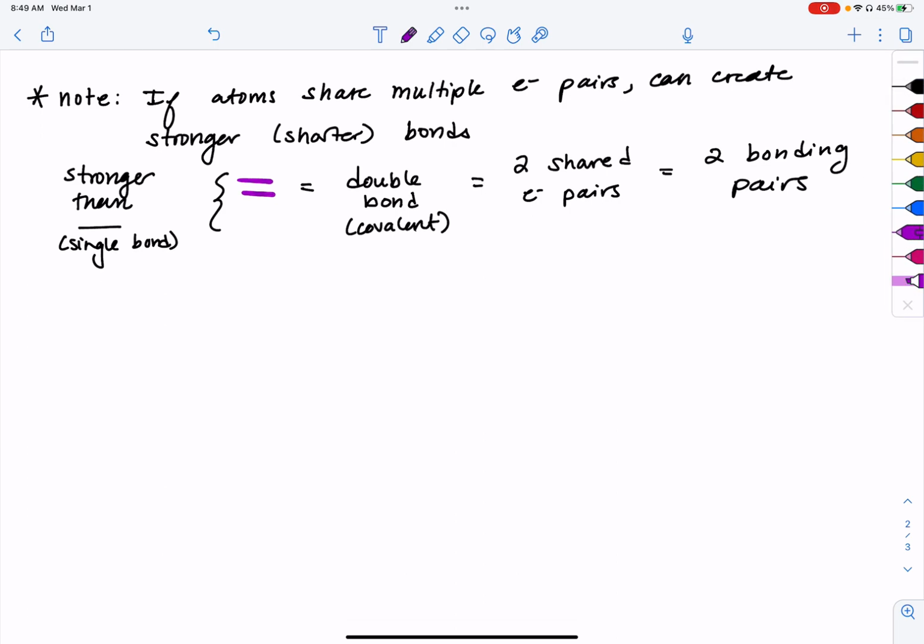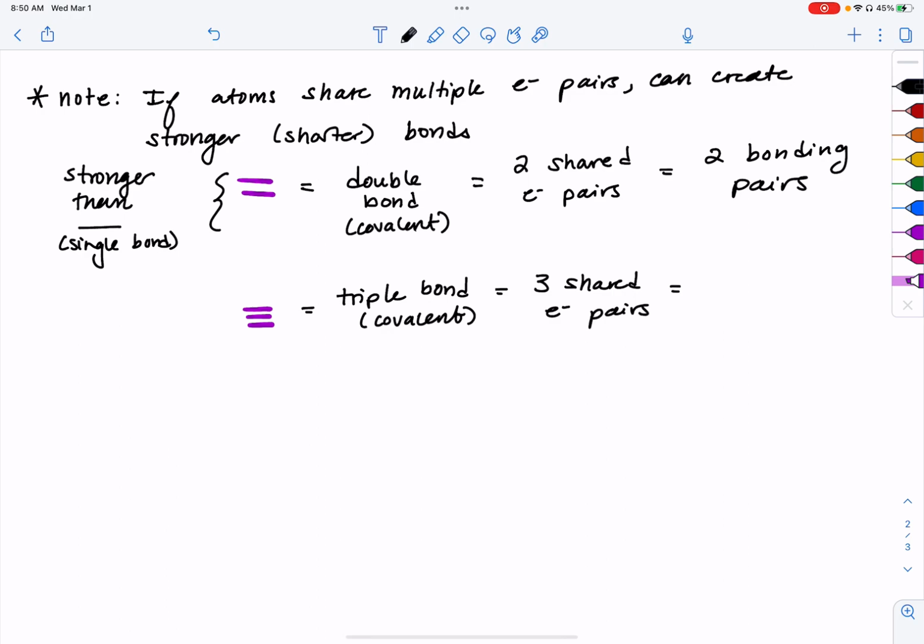We can also see something like this, which is a triple covalent bond, which involves three shared electron pairs or three bonding pairs. And since our atoms would then be sharing 6 total combined electrons between them, right? 3 electron pairs, their degree of association in a triple bond scenario is even stronger.